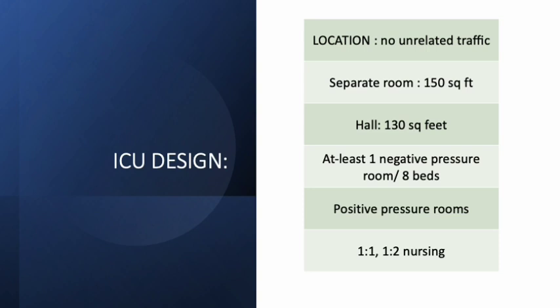There should be negative pressure rooms for airborne isolation. For every 8 beds, there should be a single negative pressure room, and also there should be positive pressure rooms for protection of immunosuppressed patients like patients post bone marrow transplant. And last but not the least, there should be adequate nursing staff. The higher the ratio, the better. Ideally, there should be 1:1 nursing so that cross contamination and cross infection is reduced.